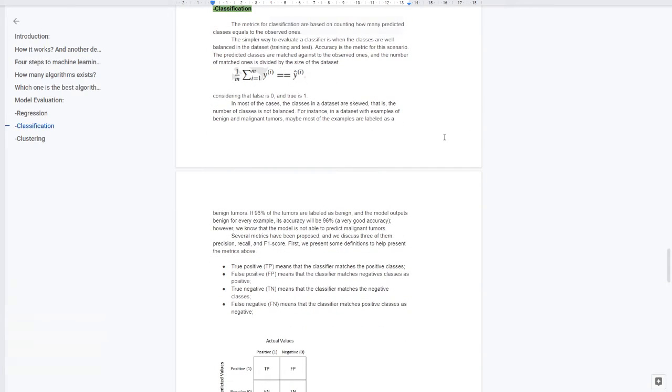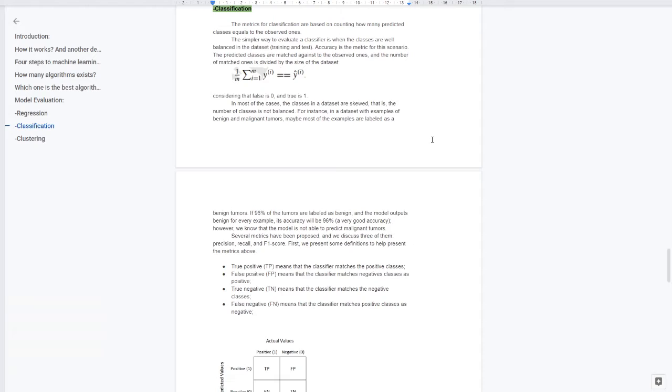Hello everyone. In this third video about machine learning in model evaluation, we will learn about classification in model evaluation. Let's begin. The metrics for classification are based on counting how many predicted classes equal the observed ones.